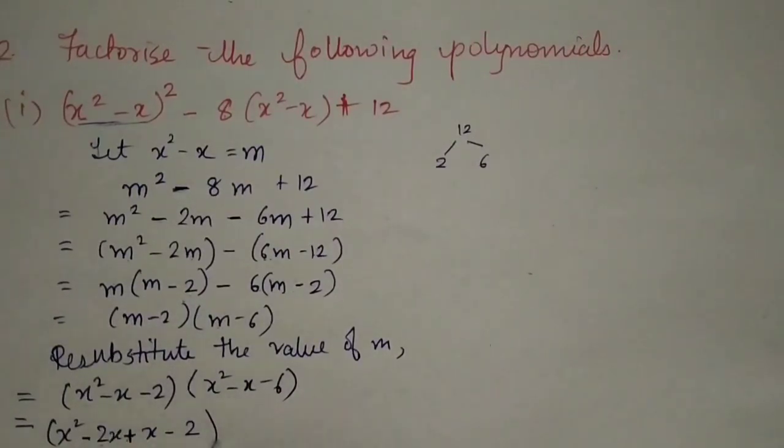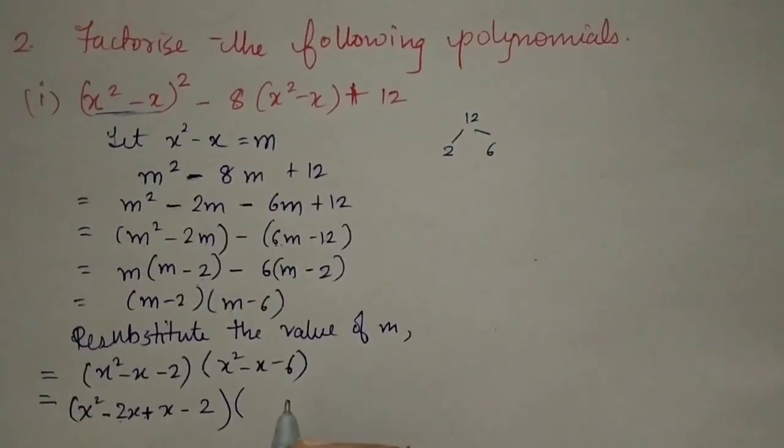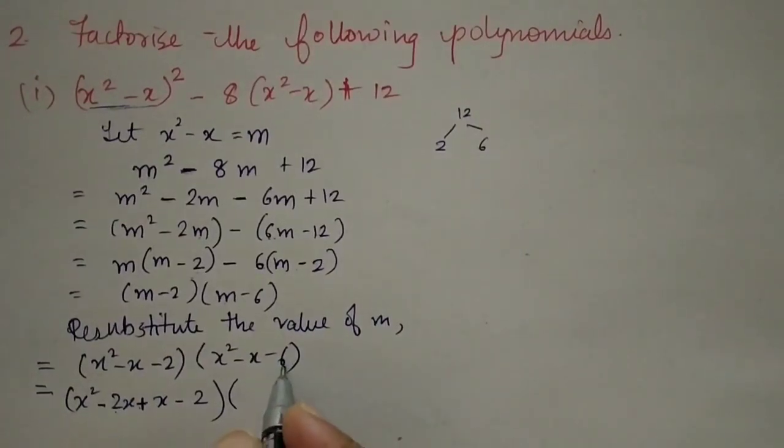So this is the splitting of terms for this bracket. Now let us try the second bracket. And in the next bracket, how do we solve? So x square minus 6x, x minus 6. 3 2s are 6 and 3 minus 2 will give me 1.